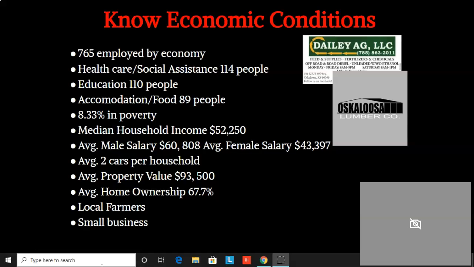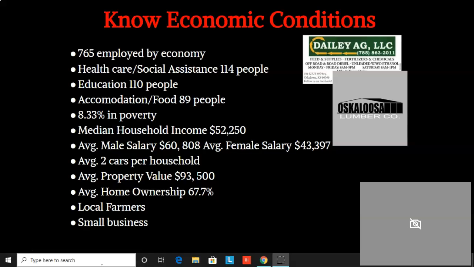Knowing the economic conditions, there's around 765 people employed by the local economy in Oskaloosa. Many of those are in the healthcare and social assistance, around 115 people. Around 110 participate in some sort of education around the school. Accommodation and food, more of a supporting role, is around 90 people.